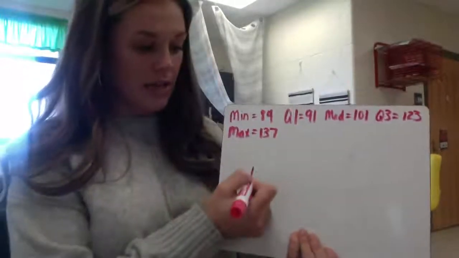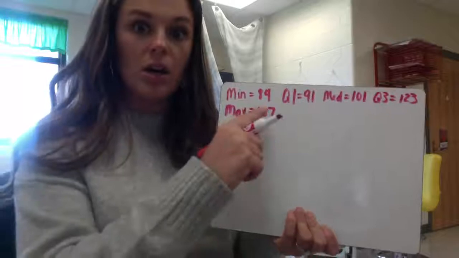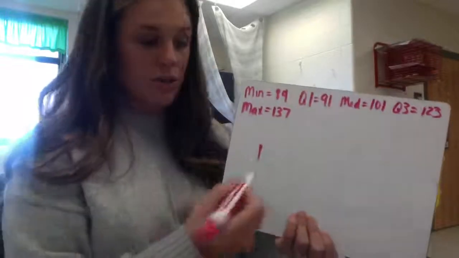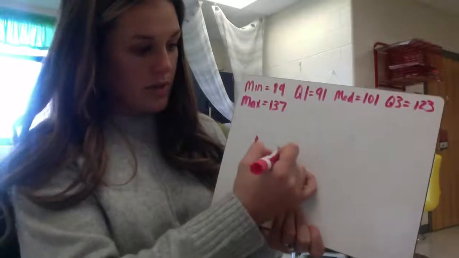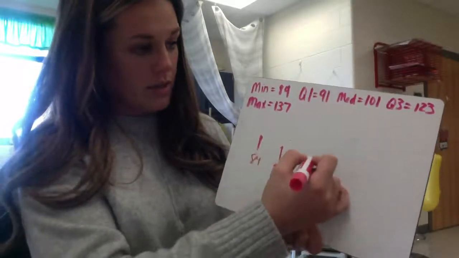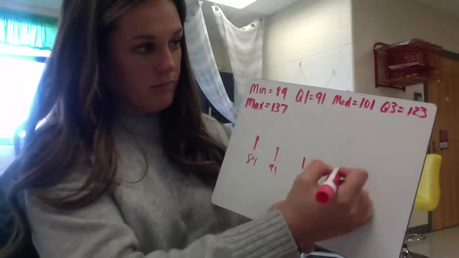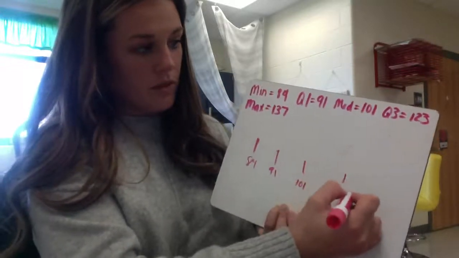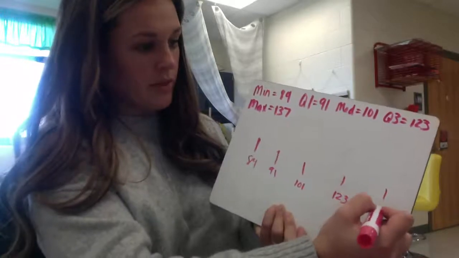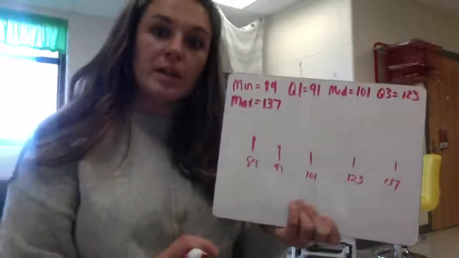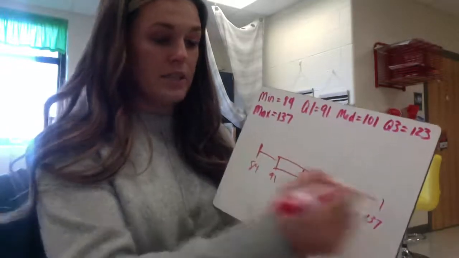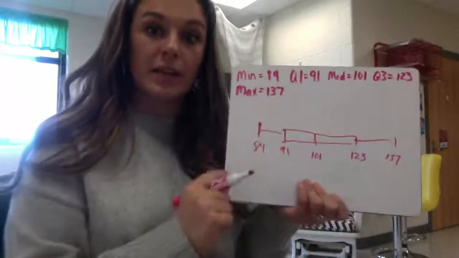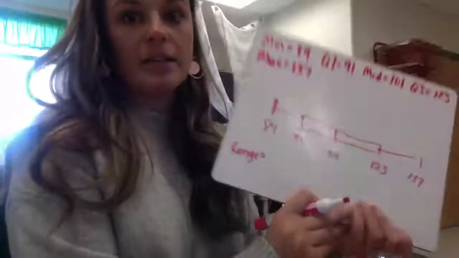All you have to do is make sure that there is a line like this on each of these numbers. The first one would be at 84, the next one at 91, 101, 123, and the maximum would be 137, okay? It's going to make something more like this, but just make sure that the lines are in line with those numbers.